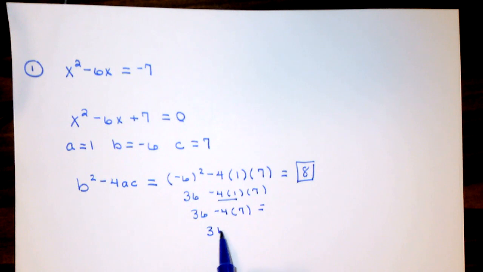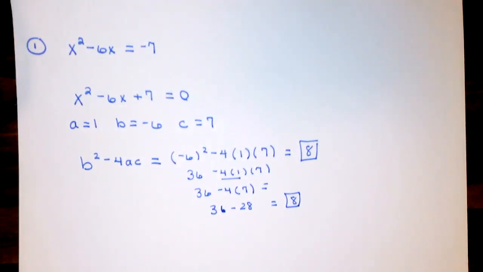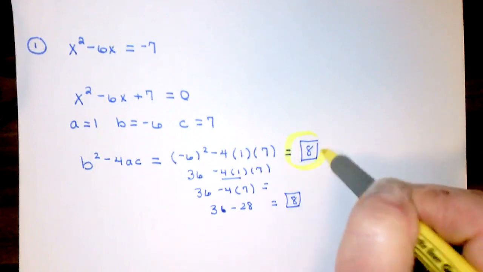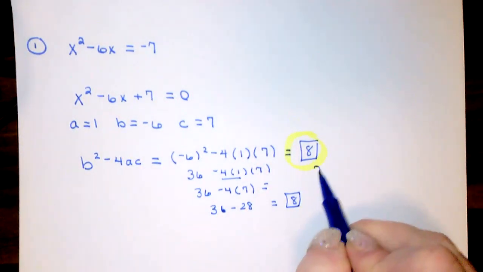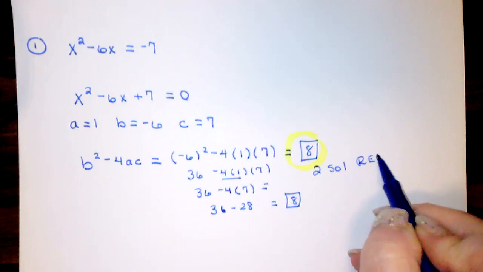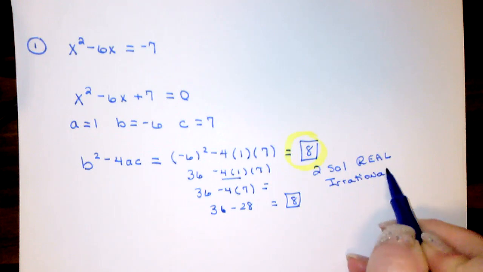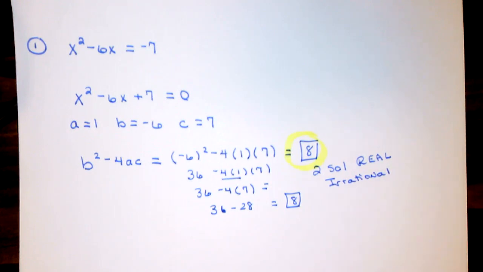That would be 36 minus 28, which would give you 8. Okay, now this discriminant is going to tell me that I'm going to get 2 solutions. They're going to be real, and they're going to be irrational. Irrational because it's not a perfect square. You're going to have a radical left in the answer.